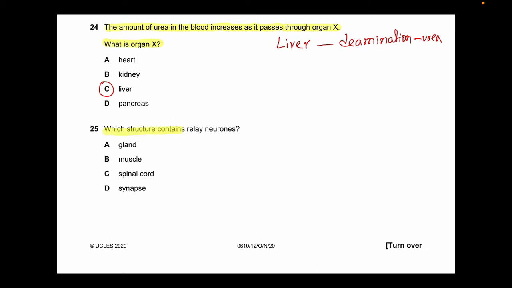Which structure contains relay neurons? Relay neurons are found in the spinal cord. So option C will be the correct answer.